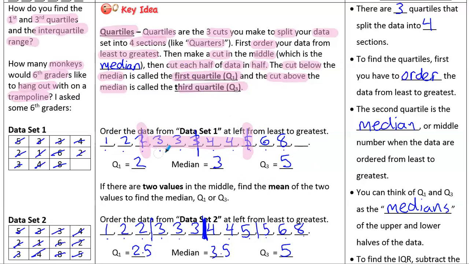Well, the interquartile range, the range between the quartiles, is the exact same process. But instead of doing greatest number minus least number for the range, the interquartile range, or IQR, is the third quartile 5 minus the first quartile 2. So there's a 3, right? It's a 3 spread between the quartiles. The interquartile range is 3.